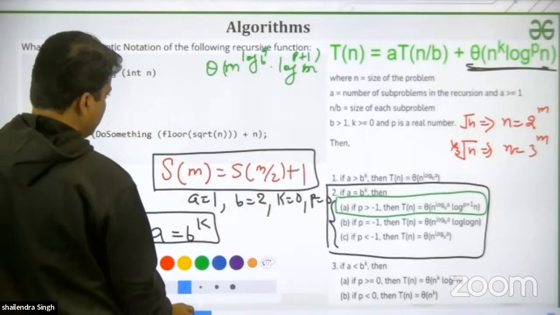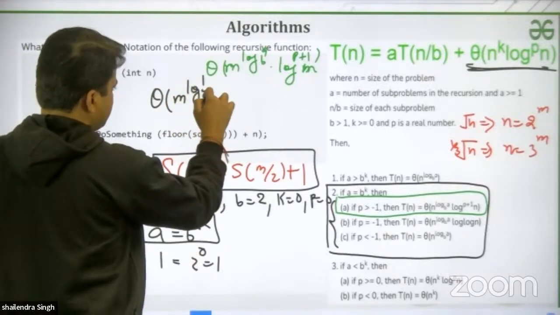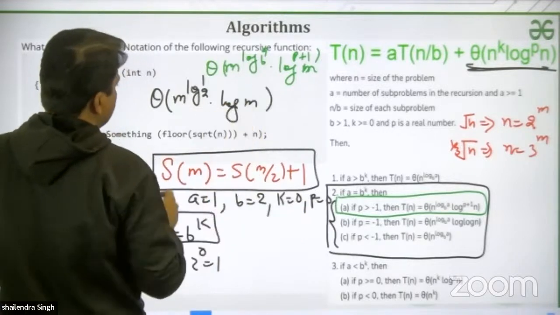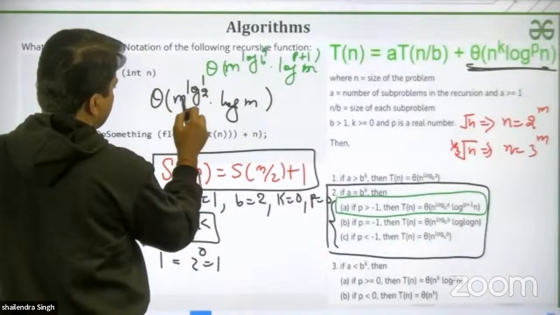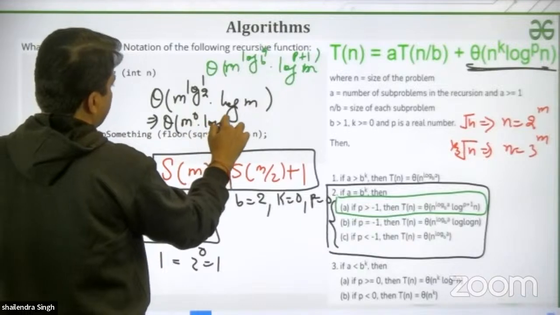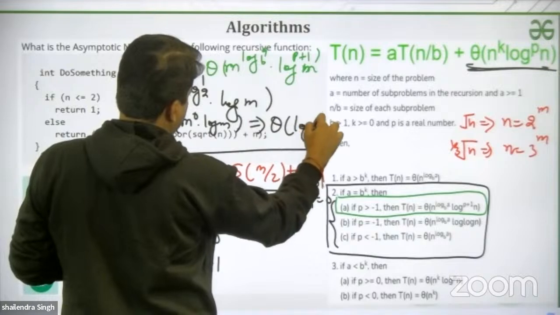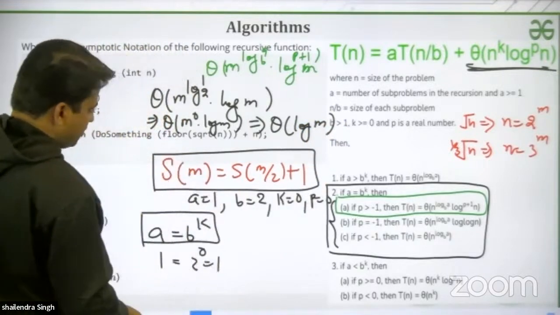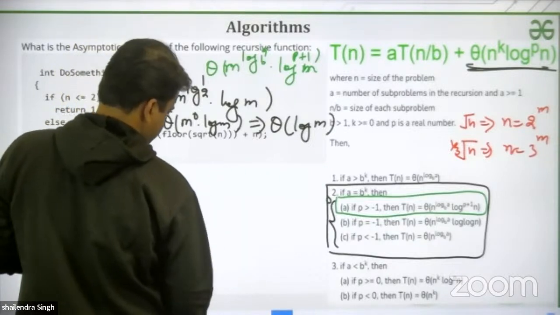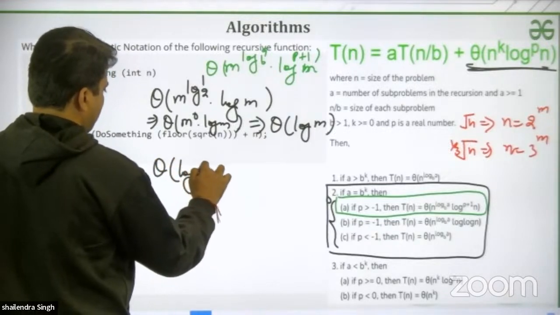Okay. Now substitute values. Theta of m to the power log of a base b. What is a? A is 1. Base b is 2 into log of m to the power p plus 1, where p is 0, p plus 1 is 1, right? So log 1, anyways log 1 is 0. So m to the power 0 becomes 1. So this is theta of log of m. Okay. So conclusion of the story, we got the result. The result is theta of log m.